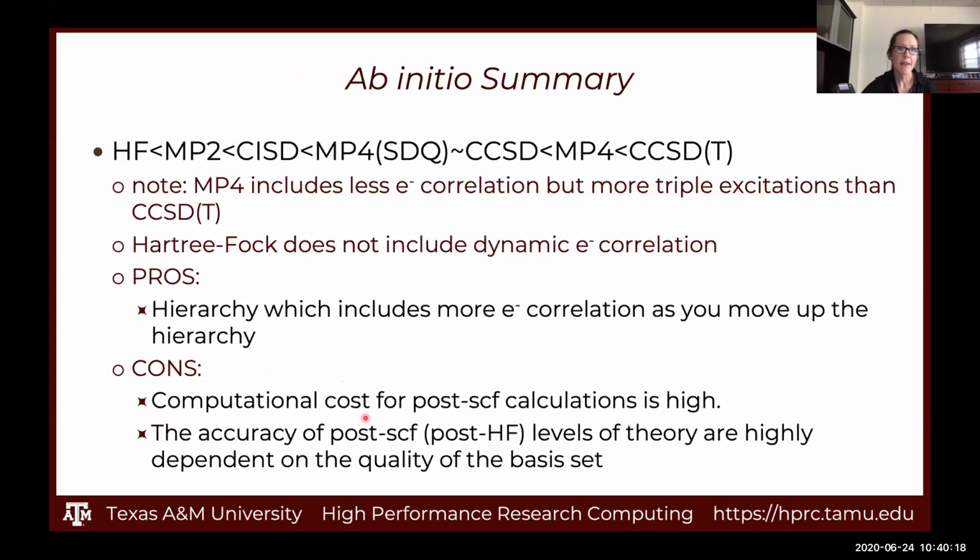Okay, so in summary for the ab initio series, for inclusion of electron correlation, that dynamic electron correlation, Hartree-Fock does not include it. It does not include this dynamic electron correlation, which is normally very important for getting good quality results. MP2 includes it at increased computational cost. CISD has more. MP4 SDQ is pretty similar in inclusion of electron correlation compared to CCSD. MP4 would put just a little bit higher just because it includes more triples, those triple excitations. And then CCSD(T) is considered the highest for inclusion.